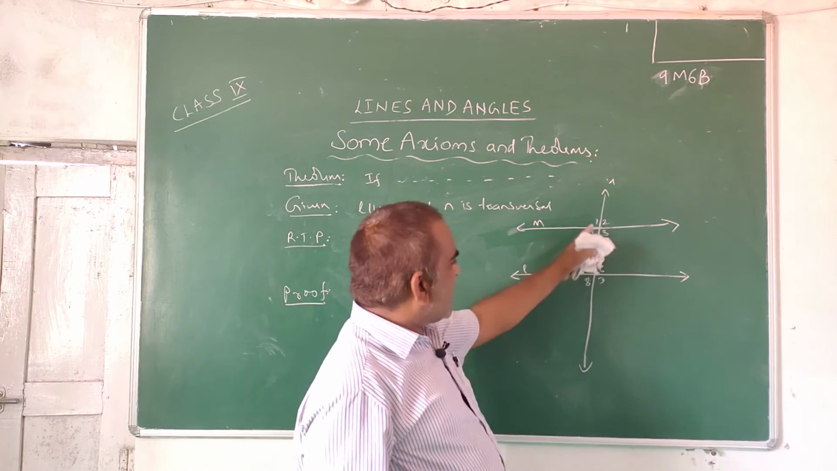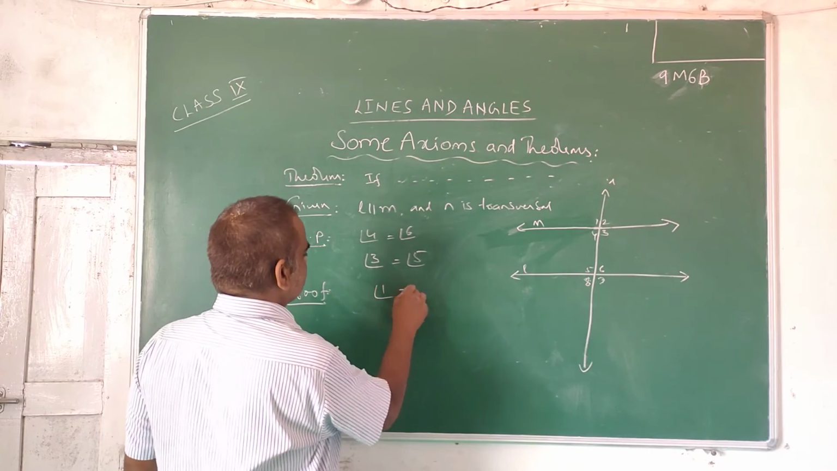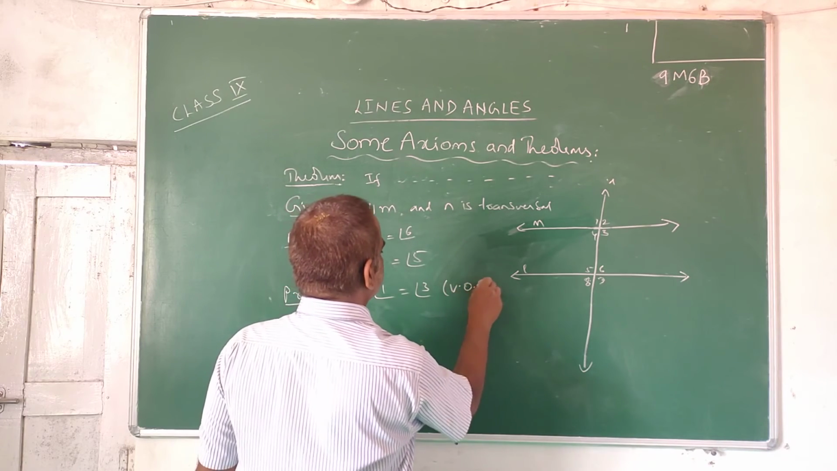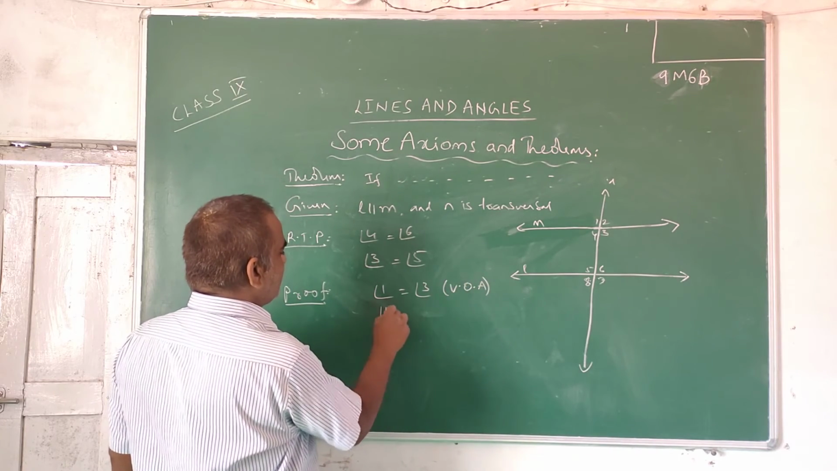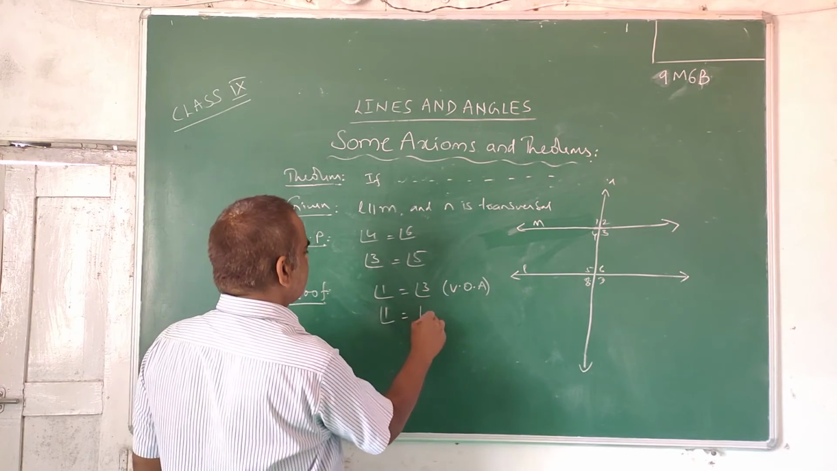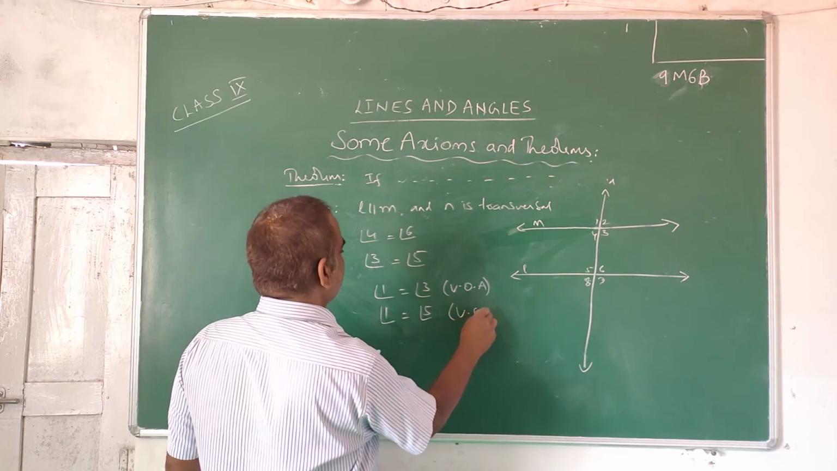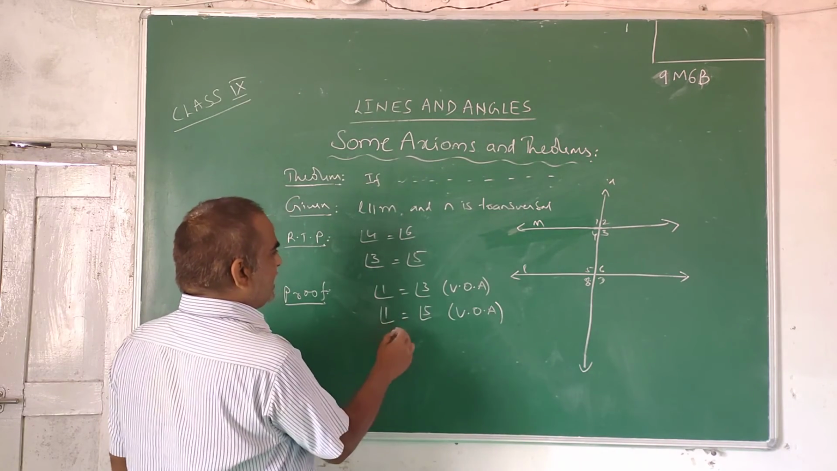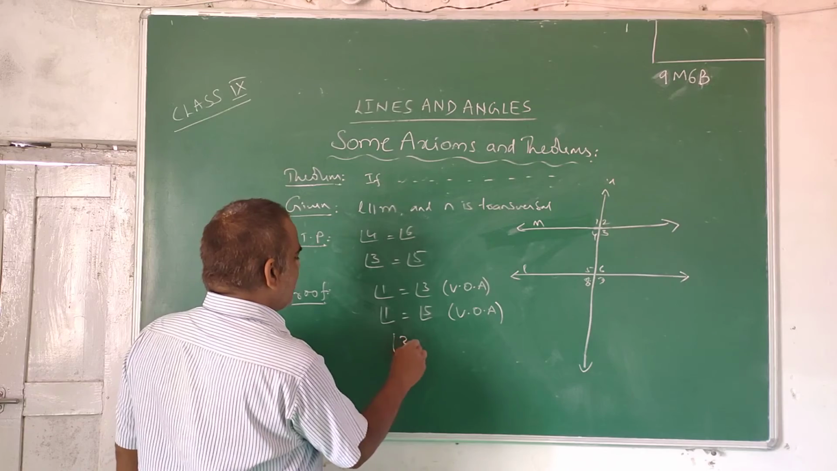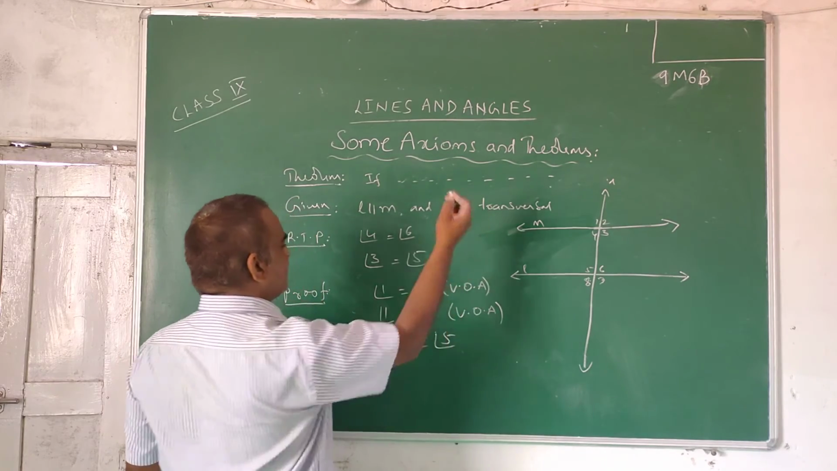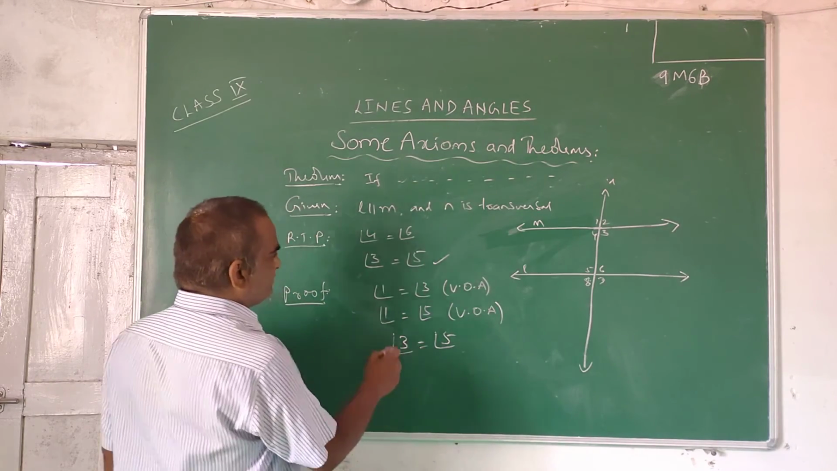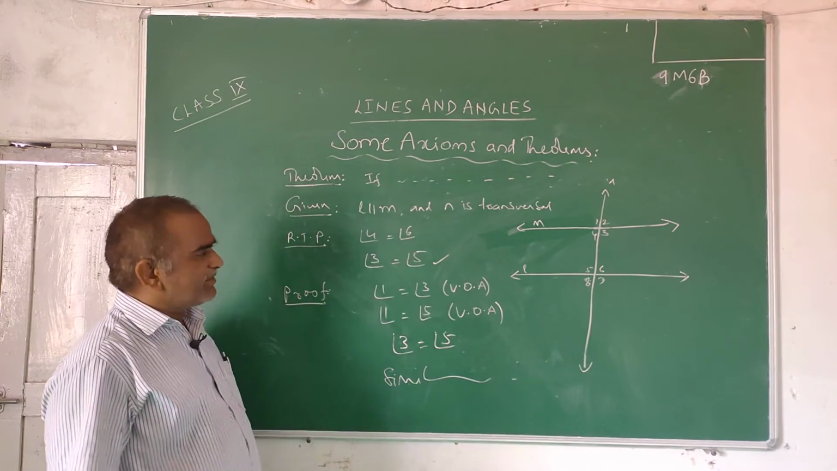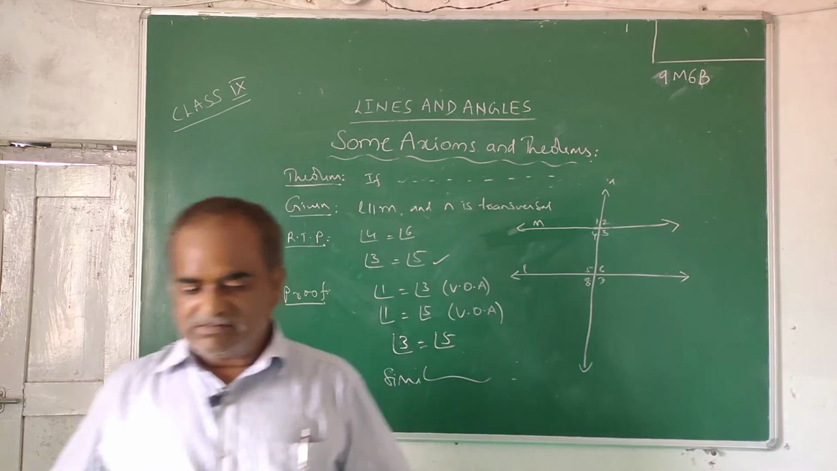See dear students, angle 1 is equal to angle 3. Why? Vertically opposite angles. And angle 1 is equal to angle 5. Why? Because corresponding angles. Are you following? Now angle 1 equal to angle 1, so what would be equal? Angle 3 equal to angle 5. So this one is proved. First part is proved. Similarly, we can prove the second part. Did you understand?